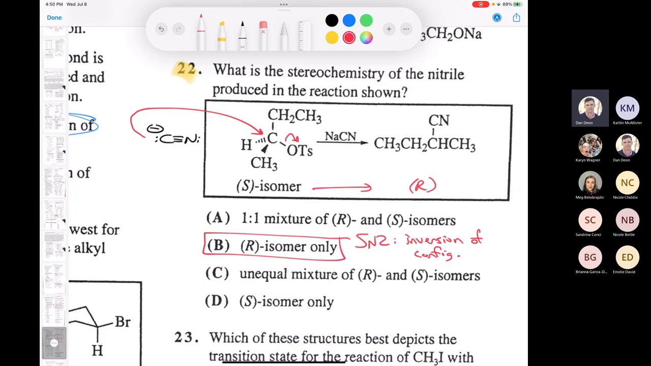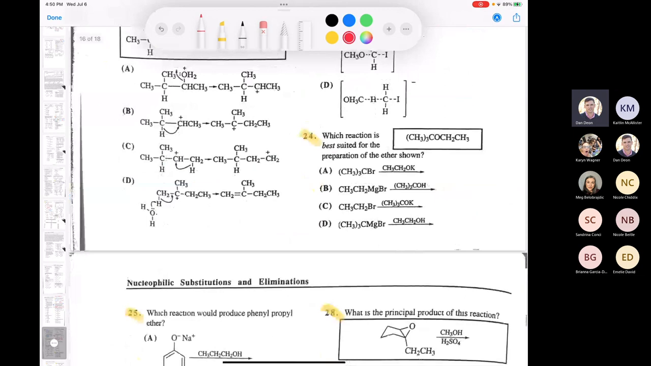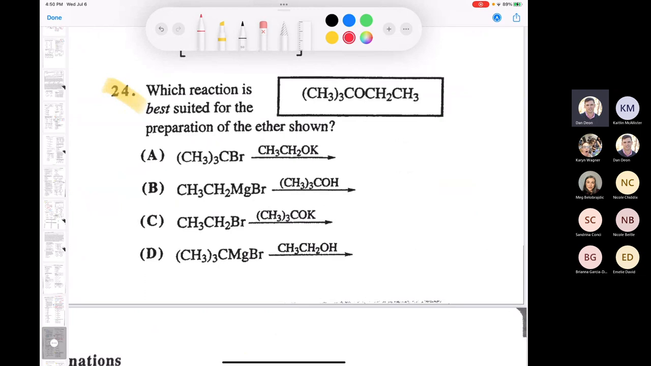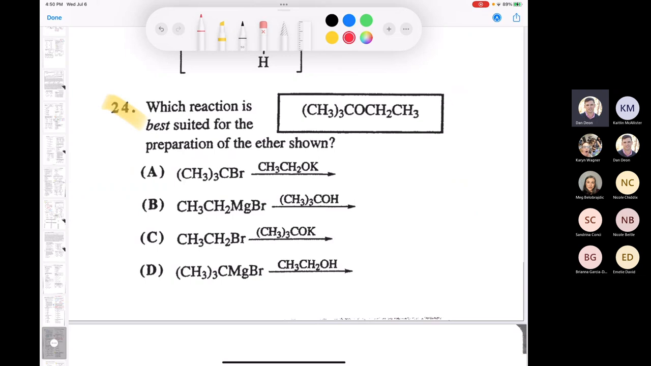There we go. Let's try this one here. This is a real classic. This would fall under the umbrella of ethers. So this is a question about ethers. And this would actually, well, I won't tell you any more than that. It tells you that it's about ethers right here. Let's take a look at the question. It says, which reaction is best suited for the preparation of this ether?